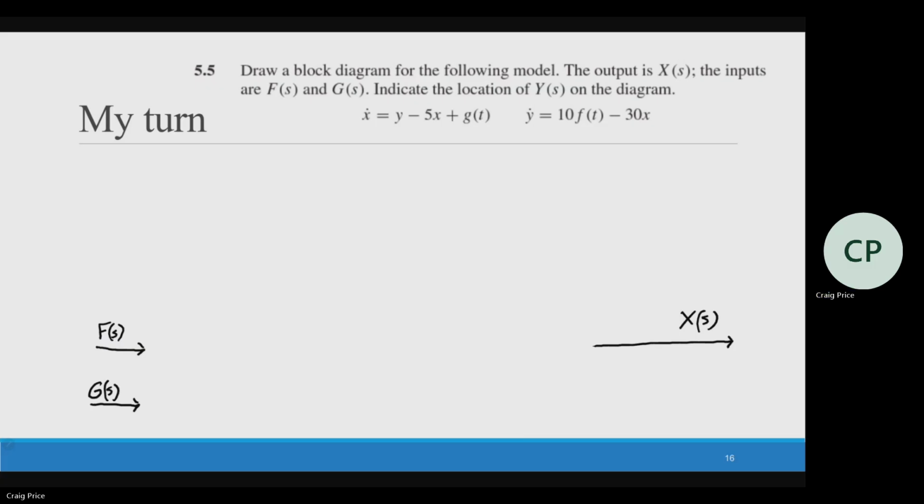But if we're doing block diagrams, we're doing algebra, this is in Laplace, we're using S. So really the first thing I want to do is take these into the S domain, just like if we were making a transfer function. So dots become S's. So we get S times my output X is equal to Y minus 5X plus G.